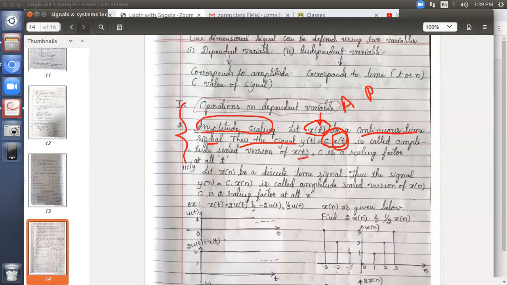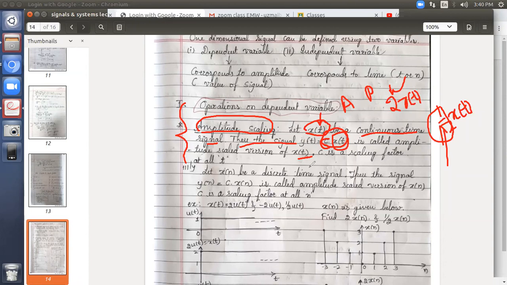C multiplied by this signal is called the amplitude scaled version of x of t. How? It should be some constant multiplied by x of t. For example, say 2 into x of t. So 2 is your scaling factor. It can be like half of x of t. So here 0.5 is your scaling factor. So it can be a number more than one or any fractional number.